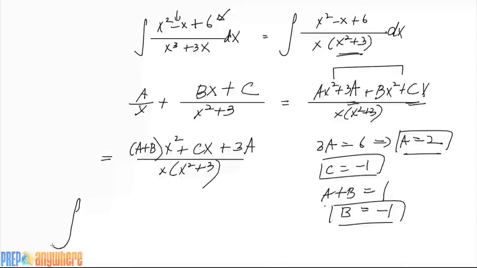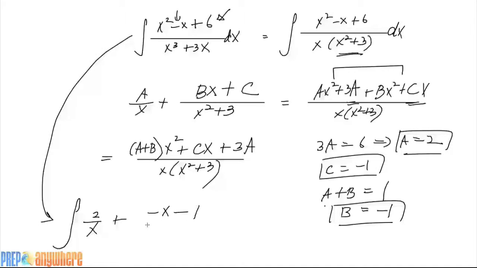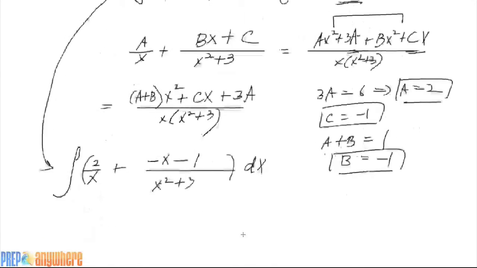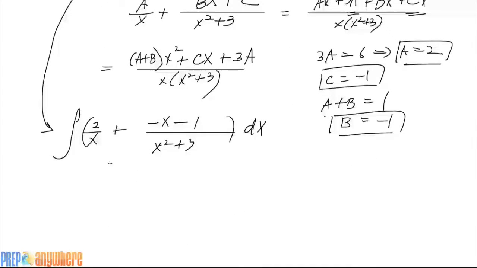Okay, so now we can set up this integral. A was 2, so 2 over x, plus B is -1, so negative x plus, or actually another -1, all over x squared plus 3. Okay, so this is easy to get the antiderivative of. It's just going to be 2 ln of absolute value of x.